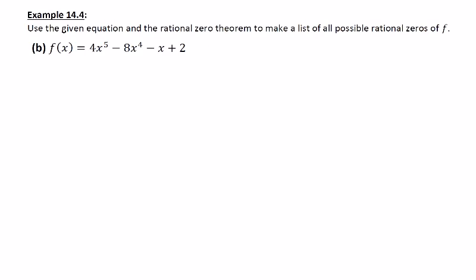Example 14.4b is going to be a continuation of example 14.4a, where we're going to be using the rational zero theorem to make a list of all possible rational zeros of f. Again, this does not mean that everything on our list is going to actually be a rational zero, but if a rational zero does exist, it's going to be on this list.